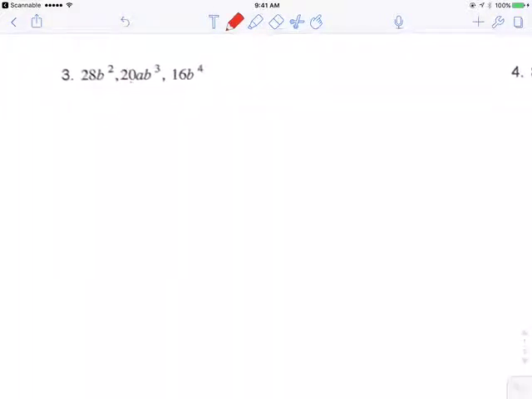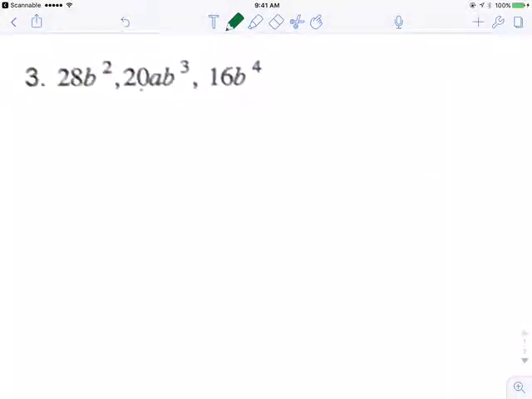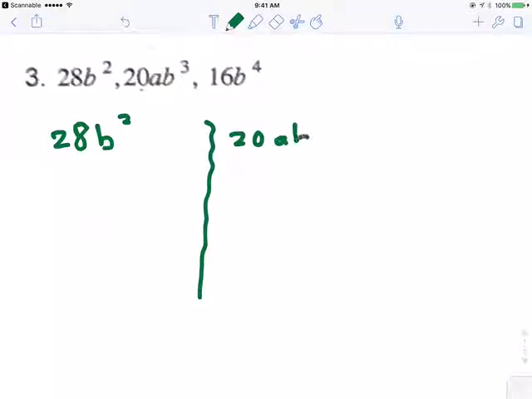You want to take a shot at it before I go through them? No idea? Somebody's got to have a clue, a guess. How do you think I should start? The same way, right? There's a guess. I like that. 20ab cubed. So you should make this little 3-column chart. 16b to the 4th.